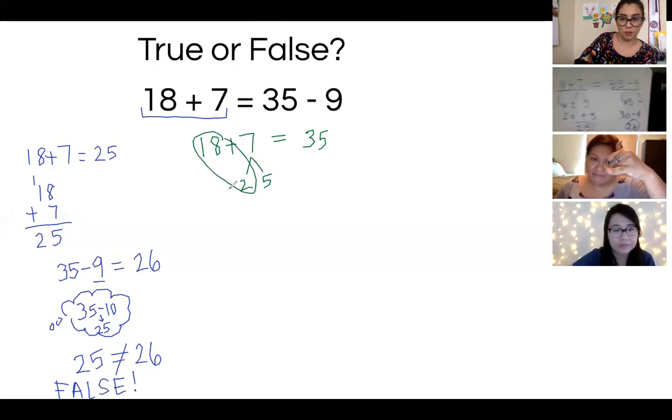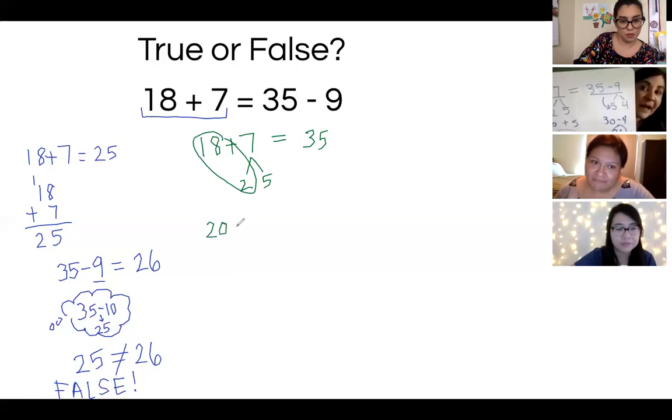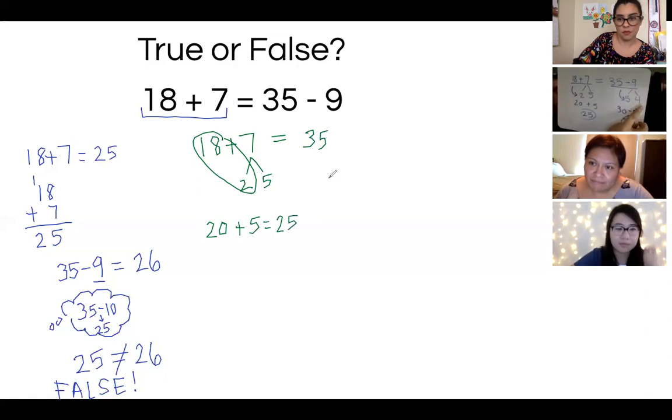And then on the other side, I have 35 minus 9. And I decompose the 9 to a 5 and a 4 because paying attention to the takeaway, I know that 35 minus 5 will bring me down to a 30.